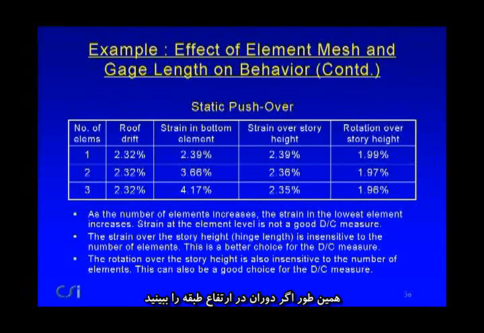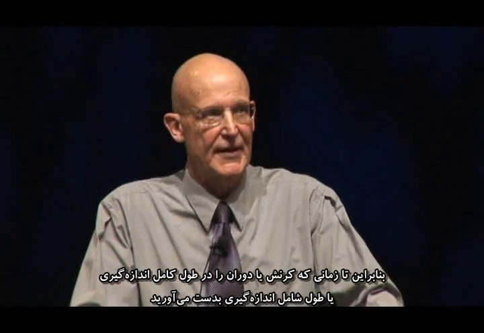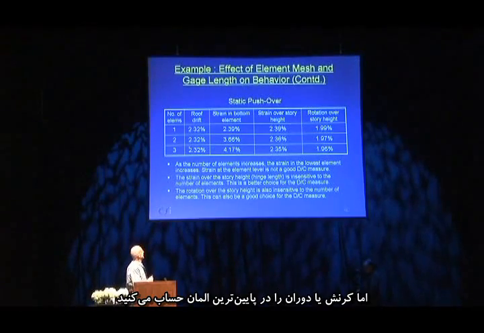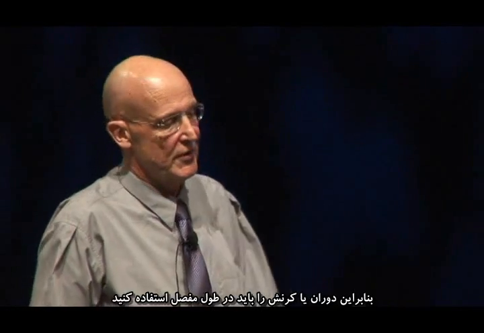Similarly, if you look at rotation over the story height, that doesn't vary very much. So as long as you measure the strain or the rotation over the proper gauge length, or a consistent gauge length, then it doesn't really matter very much if you use a finer mesh. It's not that sensitive to the mesh. But if you calculate the strain or the rotation in the worst element, it can be very dependent on the mesh, which is not good news. So you should use rotational strain over the hinge length. And as I'll indicate in a moment, the way in which you do this is to use a strain gauge or a rotation gauge element.